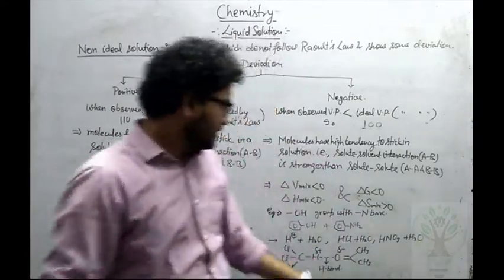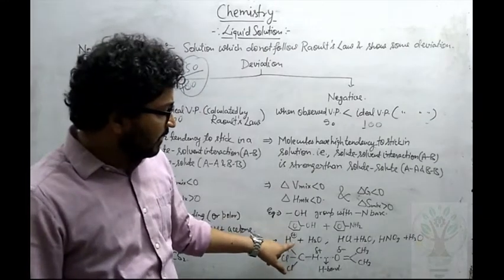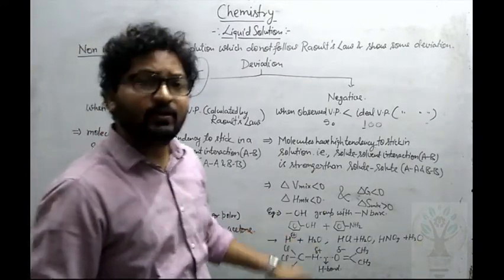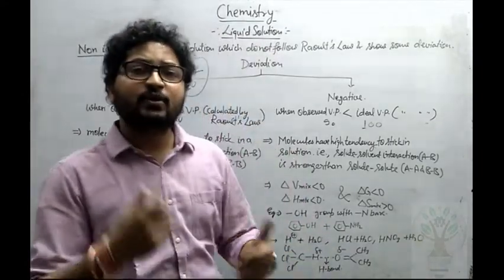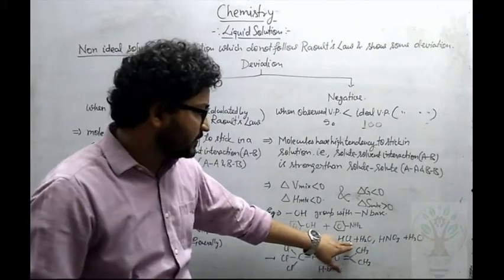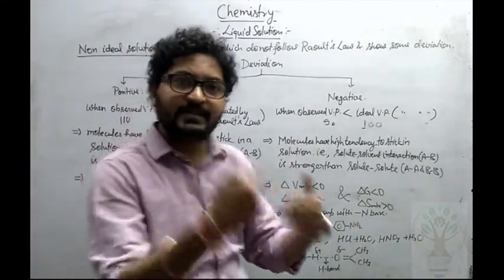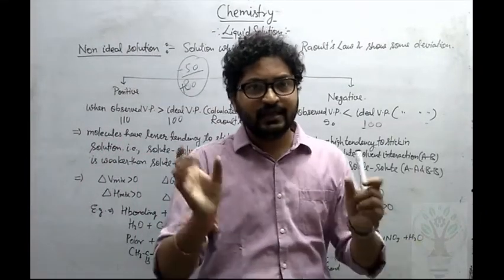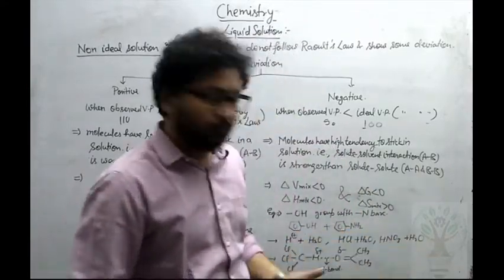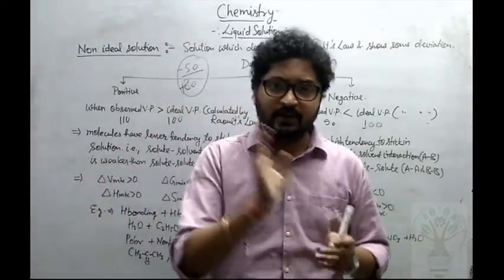Are you getting this? Similarly, the second example is if you have any H plus donor and you combine it with water, you get negative deviation. Why? Because water is a good acceptor of H plus. For example, let's say HCl with water. When you have HCl with water, you thought what? HCl will be dissolved in water. Similarly, HNO3 with water. You thought what? HNO3 will be dissolved in water.